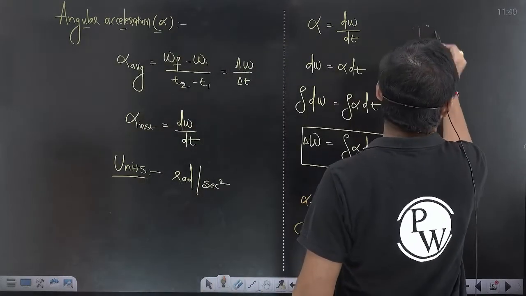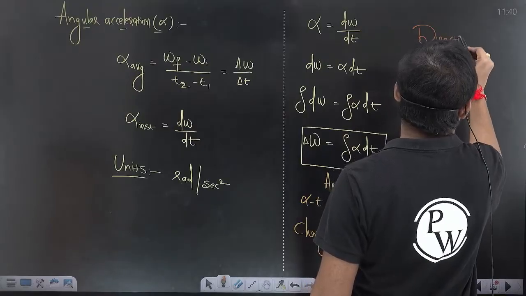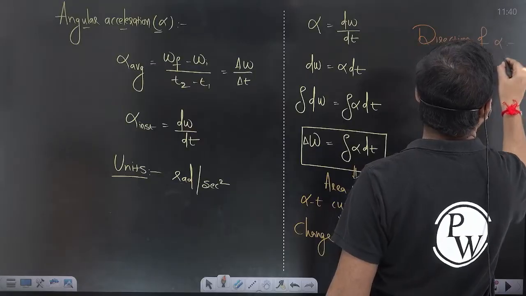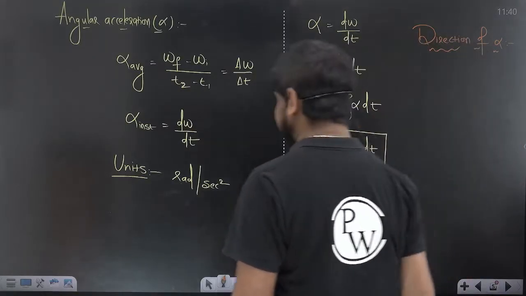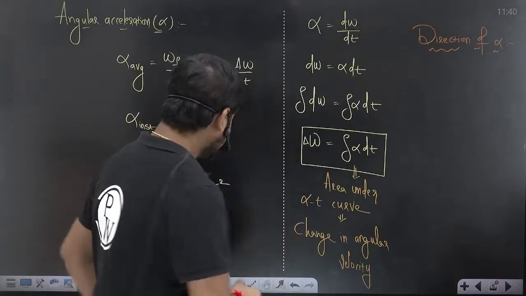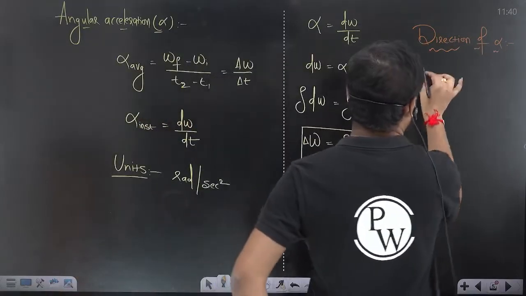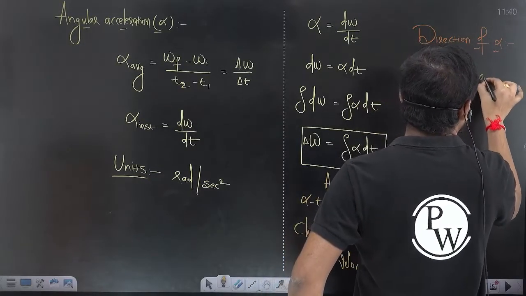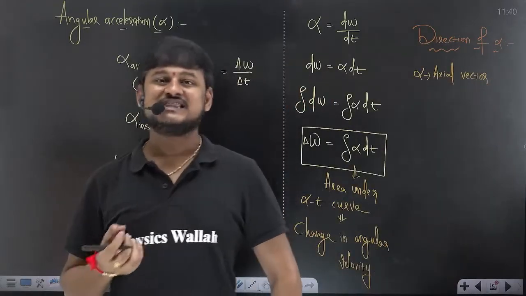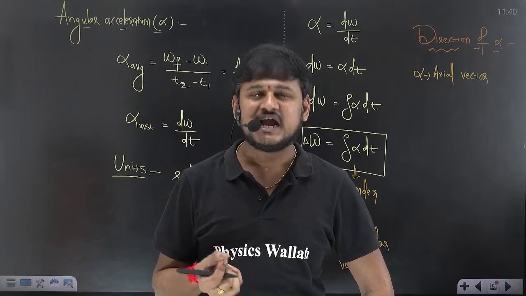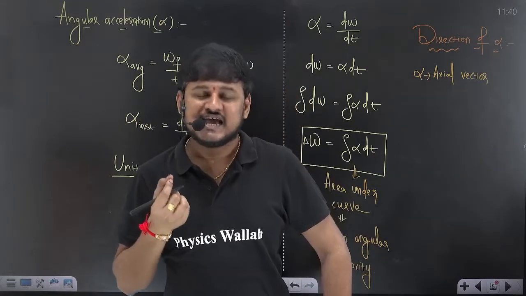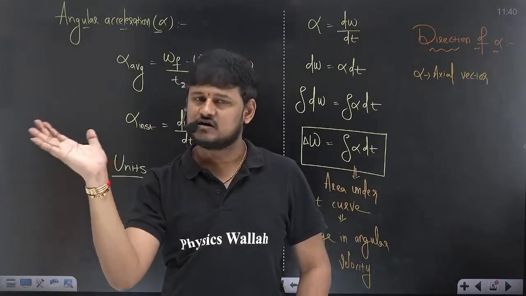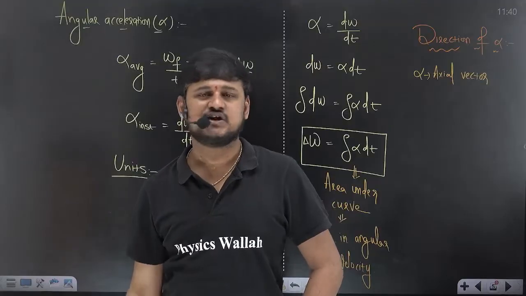So what is the direction of alpha, sir? The important question. See, alpha is also an axial vector. Try to understand this properly. Alpha is also an axial vector, but its direction you cannot decide by the right hand thumb rule. The direction of theta and omega, angular displacement and angular velocity, can be decided by the right hand thumb rule. Curl your fingers along the rotation, and the thumb will give the direction of theta and omega.